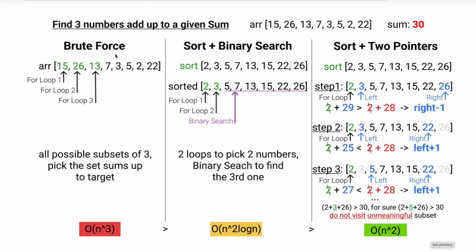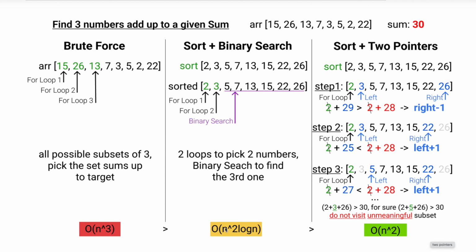The first one is brute force. We're gonna list all possible subsets of 3 and pick the set that sums up to the target. So that's gonna be 3 nested for loops. And the time complexity of this method is O(n^3). This is the easiest way, with the higher time complexity of O(n^3).